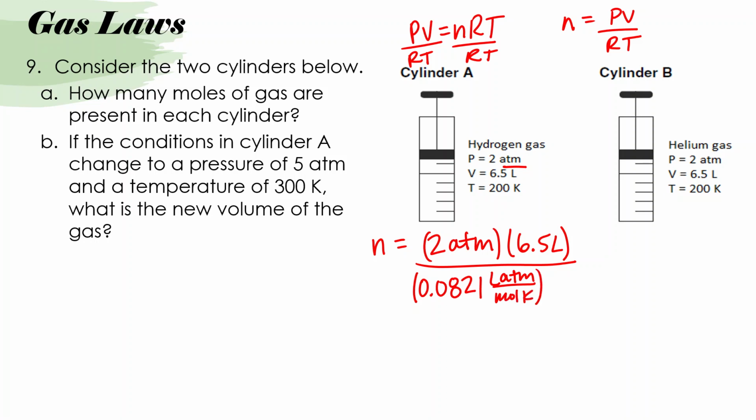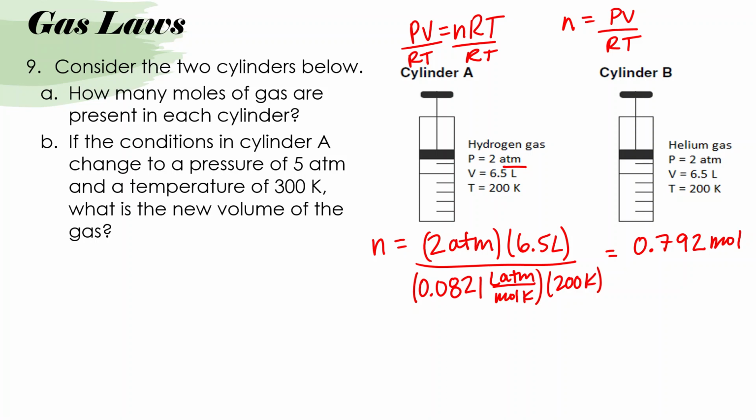Again, we just want to choose the R constant that matches our units here, and my temperature is 200 Kelvin. So I can go ahead and solve this. 2 times 6.5 will give me 13, divided by 0.0821 times 200. So the answer that I get here for both of these is going to be 0.792 moles. Now, these are two different gases, but they're at the same pressure, volume, and temperature, so they have to have the same amount of gas in each. That is this 0.792 moles.